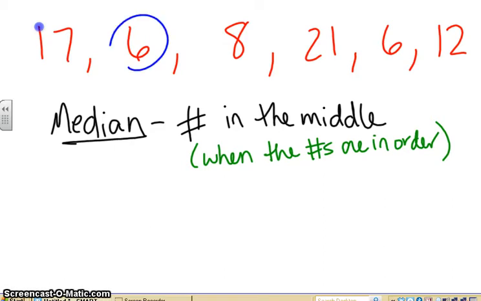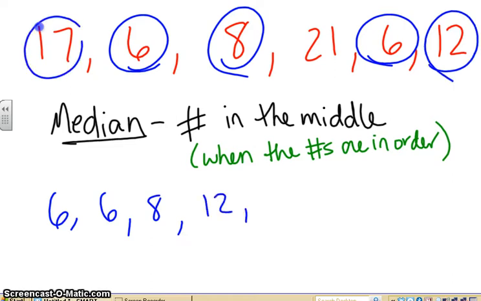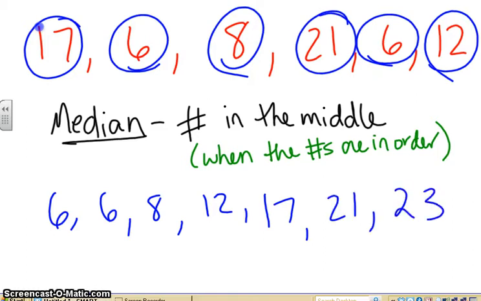So I know that 6 is my smallest, so I'll do 6. Then I have another 6, so I'll put another 6 next. Then I can do 8, and then 12, and then 17, and then 21. And I need to have one more number, so we'll do 23. I should have put one more up there.